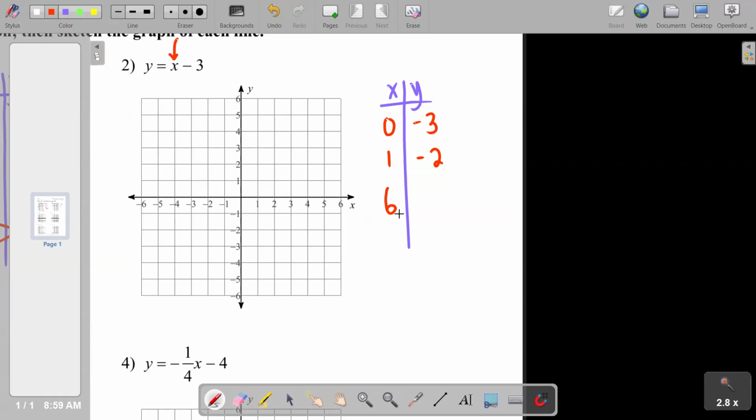Sometimes I just take what the problem gives me, but this one has said there's a lot. Choose wisely. If I put in 6, I've forced myself now all the way to the right. And then you always have to math. What's 6 minus 3? 3. So I now have another point. And I could even do another one. I could go as low as -3.